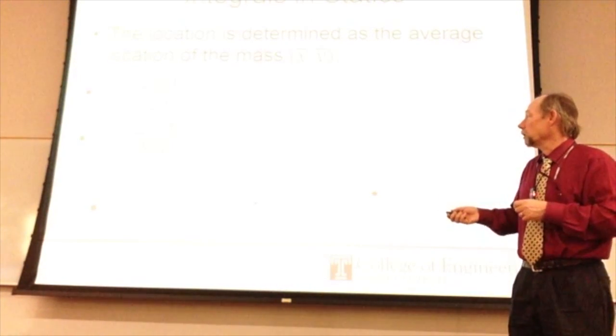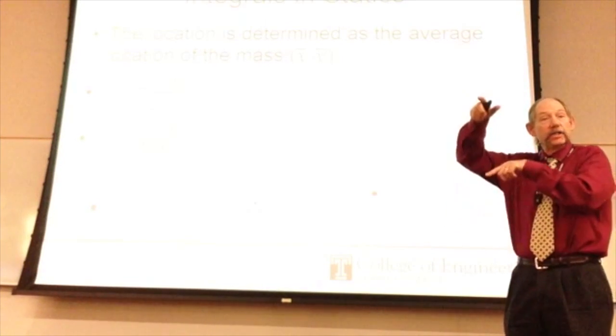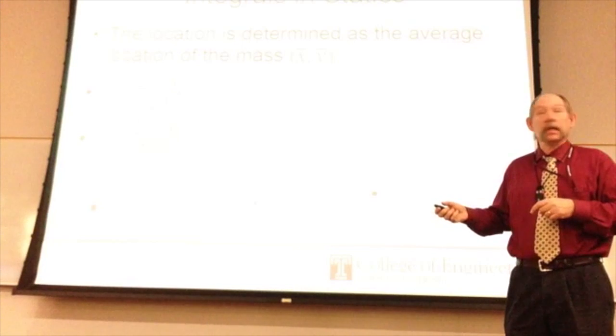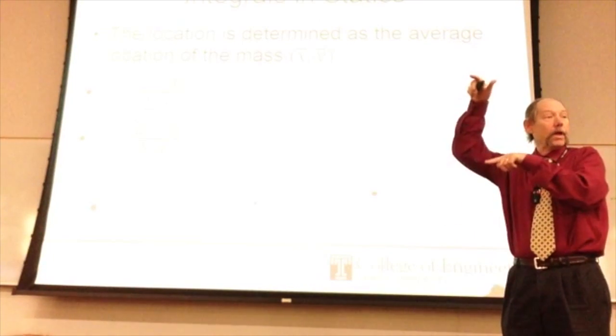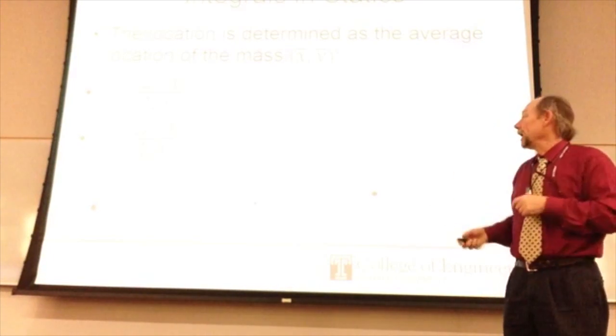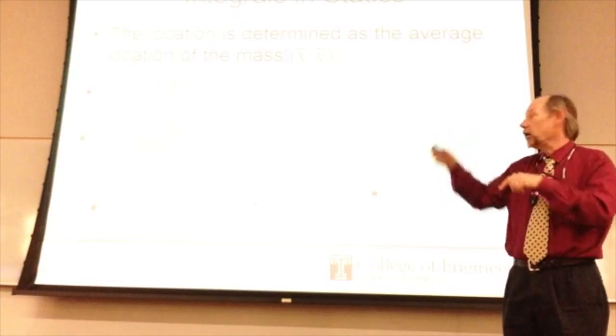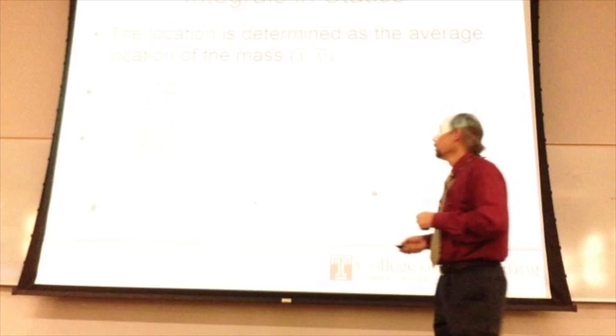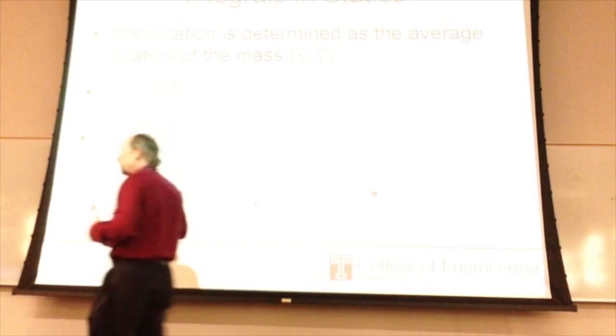Similarly with the y coordinate. You're going to have a series of rectangles. Y bar is going to be the center of gravity of that rectangle, and it's going to be half of whatever the function y is. And I'll get to that in a second. So the center of gravity is located by summing the averages for the rectangles, taking the average of that area.